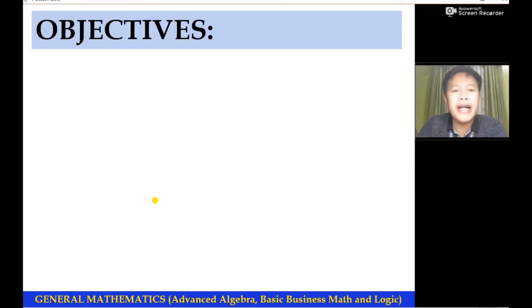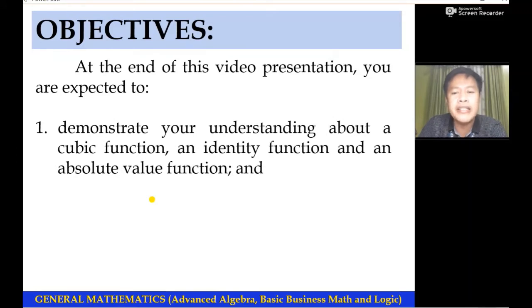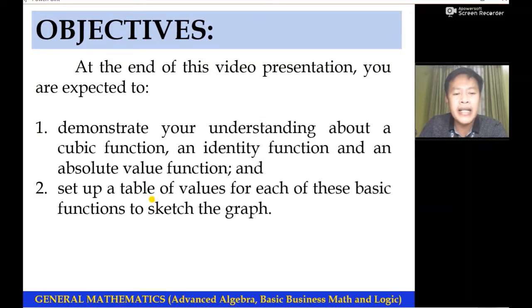The following are the learning objectives of this video presentation. At the end of this video presentation, you are expected to, number 1, demonstrate your understanding about a cubic function, an identity function, and an absolute value function. Second, set up table of values for each of these basic functions to accurately sketch the graph.